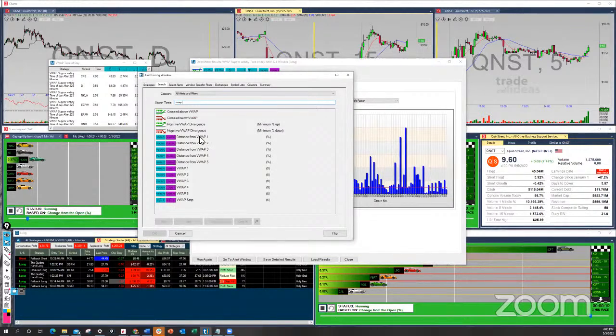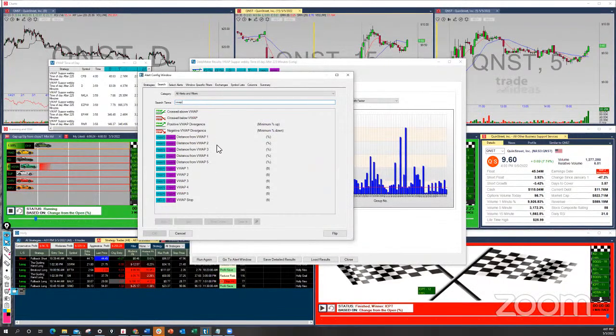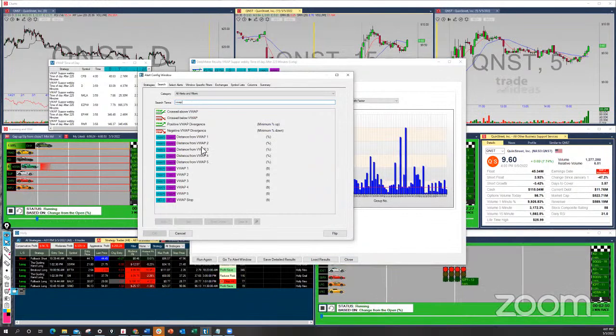And so VWAP 1 is today, it's the intraday. 2 is starting from yesterday. 3, 2 days ago. 4, 3 days ago. 5, 4 days ago, essentially. So, 1 day, 2 day, 3 day, 4 day, 5 day. And those are the only anchor VWAPs that we feature in scanning.